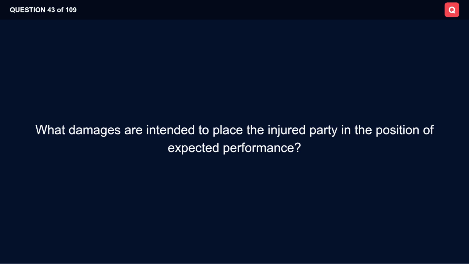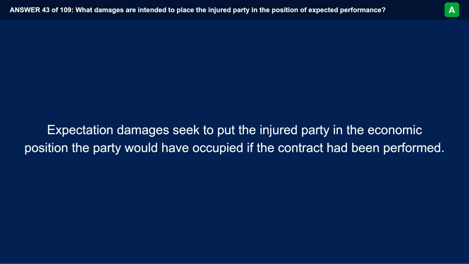What damages are intended to place the injured party in the position of expected performance? Expectation damages seek to put the injured party in the economic position the party would have occupied if the contract had been performed.